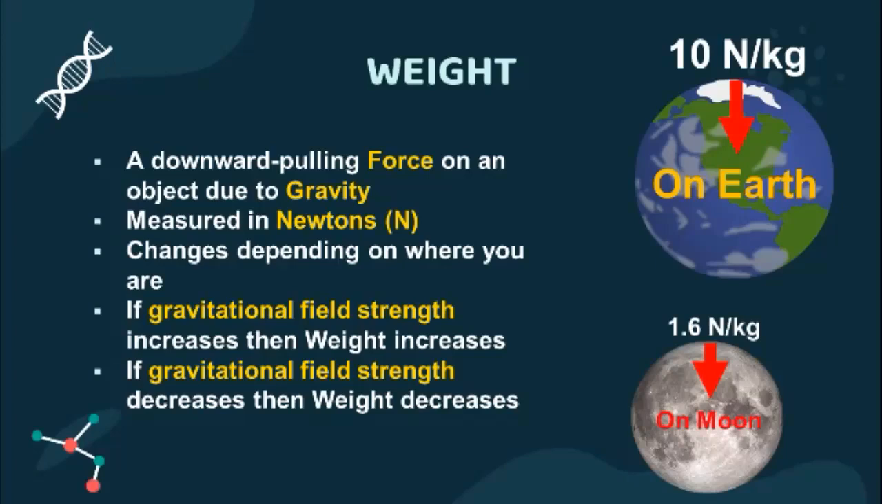On your screen, you can see that the value of gravitational force on Earth is 10 Newton per kilogram, while the value of gravitational force on the moon is 1.6 Newton per kilogram. This tells you that gravity is higher on Earth than on the moon, and as such, will make the weight of an object to be larger on Earth than on the moon.